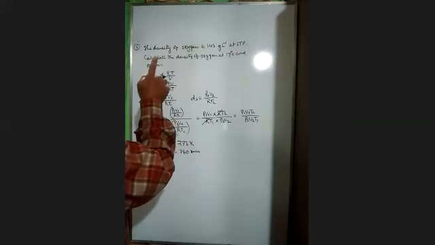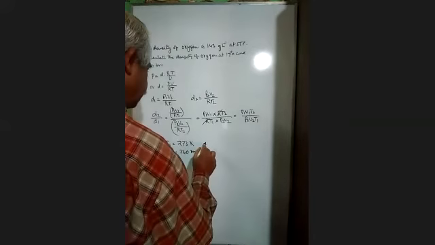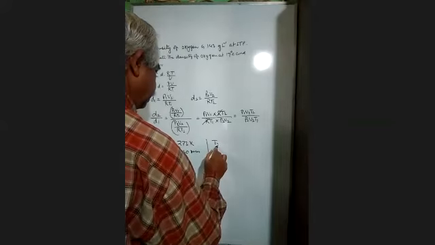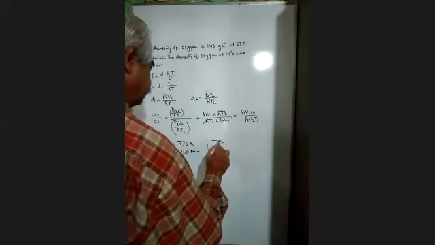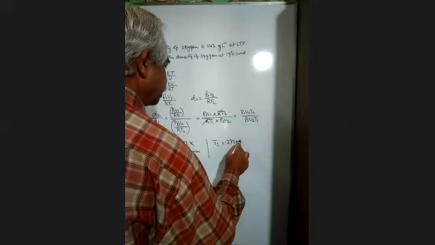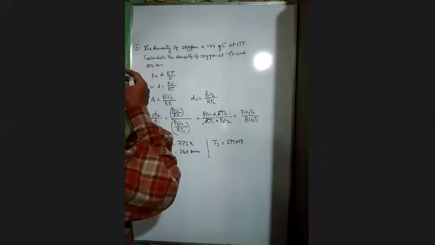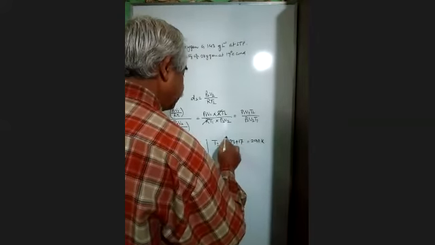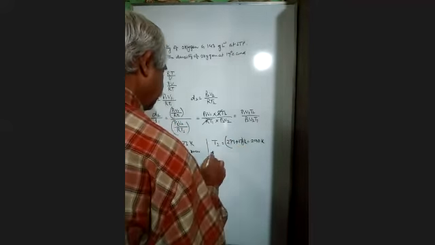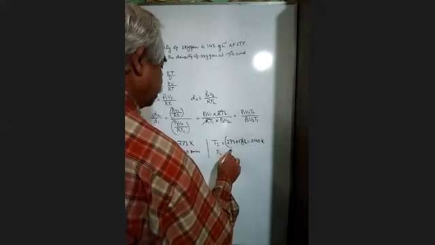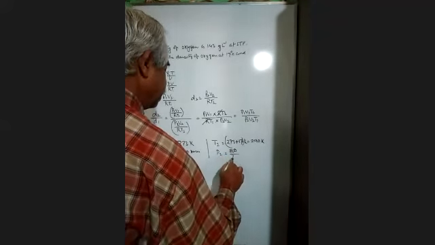Then what is T2 here? T2 is equal to what? 17. 273 plus 17, how much does it come? 290 Kelvin. Okay. And what is P2? Now you know very well that you have to divide it by 760 millimeter.